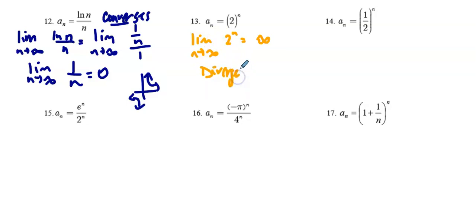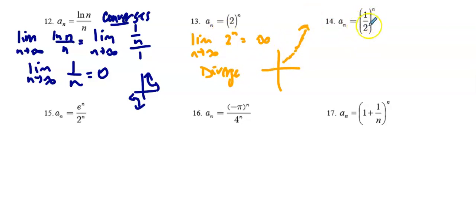Another thing you could do for this problem is to see what's going on. Well, when n equals 1, we're going to be at 2. Then when n equals 2, we're going to be at 4. Then when n equals 3, we're at 8, and n equals 4, we're at 16. So you can see that we're going to keep going up and up and up to infinity. So there is no limit to this sequence. So obviously it's going to diverge.